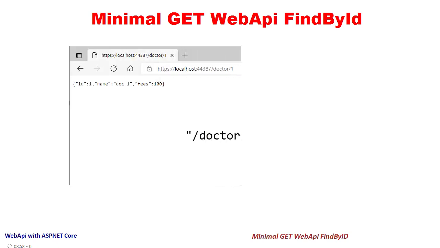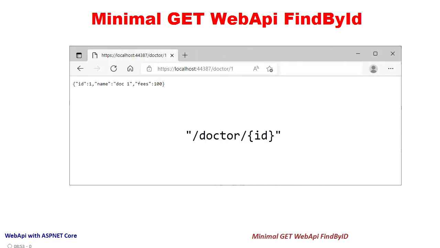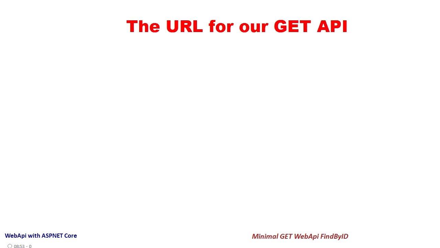In this tutorial, we shall add a web API of GET type that takes an ID as a parameter and returns a record for that parameter. Let us first decide on the URL of this API. The URL has to contain a parameter called ID, so we should use curly braces and append this parameter to the path of the URL, like /doctor/ID in curly braces.